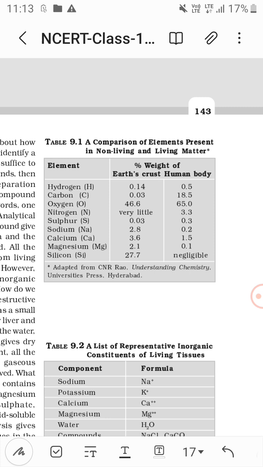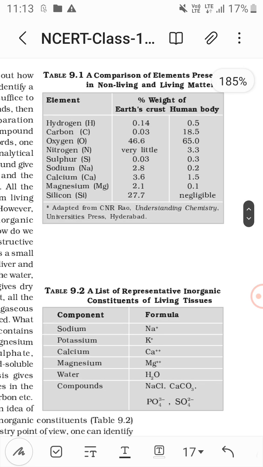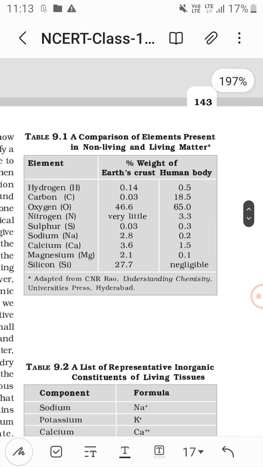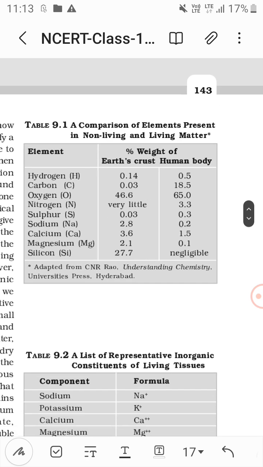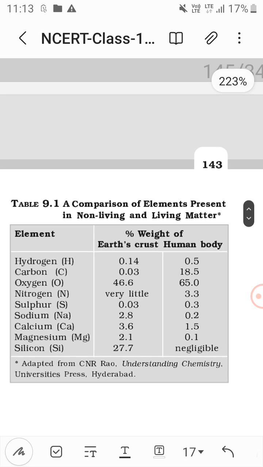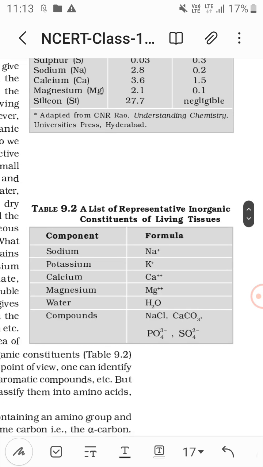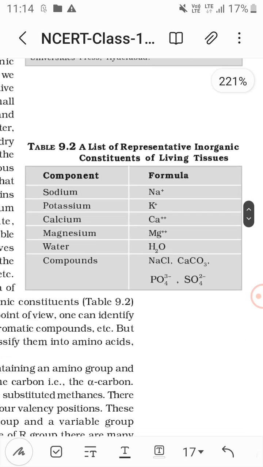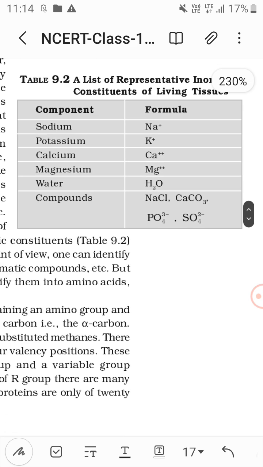This is percentage weight of earth crust versus human body. And sodium, calcium, magnesium, silicon are more in the earth crust than the human body, although nitrogen is negligible in the earth crust and silicon is negligible in the human body. So this is a comparison of elements present in non-living and living matter. A list of representative inorganic constituents of living tissues: components sodium, potassium, calcium, magnesium; compounds NaCl, calcium carbonate, phosphate, sulfate.